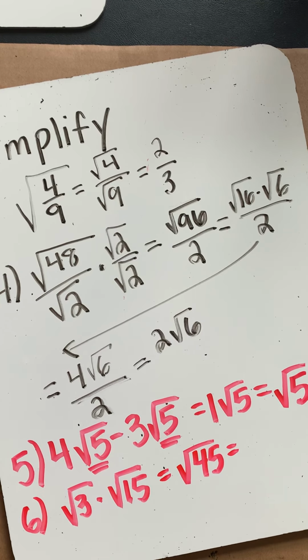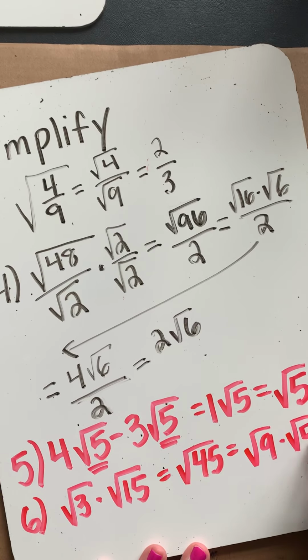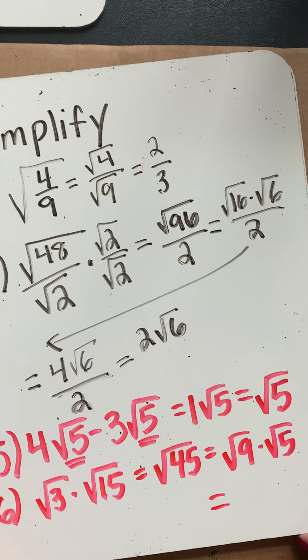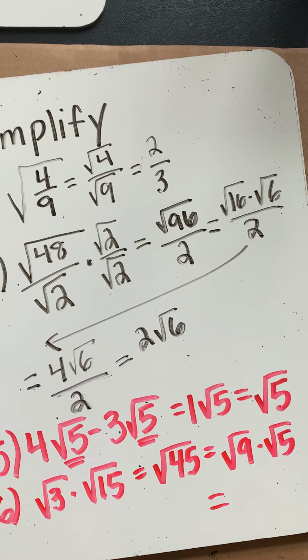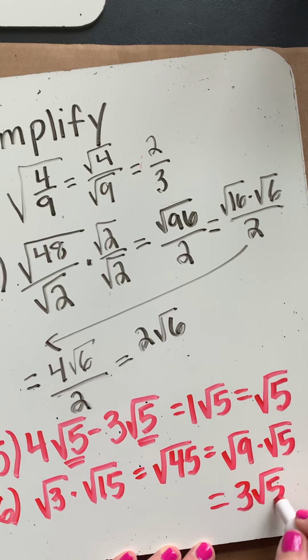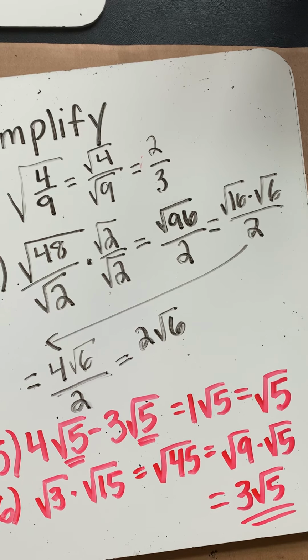And then I know that 45, I can divide by 9. 9 is a perfect square. So I'm going to break this down into rad 9 times rad 5. And I get an answer of 3 rad 5, because the square root of 9 is 3. And that's my answer. Okay, so that's a nice little crash course, if you will, on square roots.